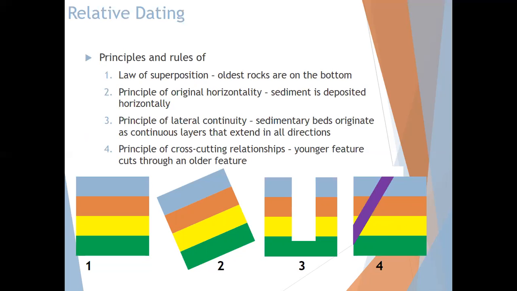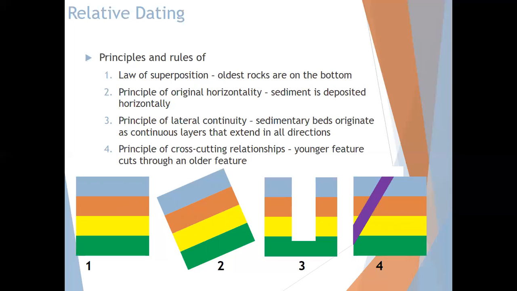But we use this principle to look at the layers where we can see the horizontal structure, and we're able to figure out which is the oldest. Now, when we look at these layers in 2, the green layer is the oldest and the blue layer is the youngest. They are on an angle, but if we looked at how this would have been horizontally, we can see that blue would have been at the top, green at the bottom. And when we combine law of superposition with original horizontality, we're going to get the idea that green is the oldest and blue is the youngest.